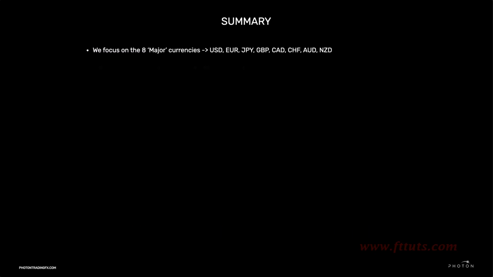So just to quickly summarize the key points we have covered in this lesson, we focus on the 8 major currencies: the US dollar, the euro, the Japanese yen, the Great British pound, the Canadian dollar, the Swiss franc, the Australian dollar, and the New Zealand dollar. Individual currencies don't have an absolute value, however, so this is why they are quoted against each other, and we put them in pairs. So we pair these 8 currencies into every combination possible, which makes 28 tradable currency pairs.